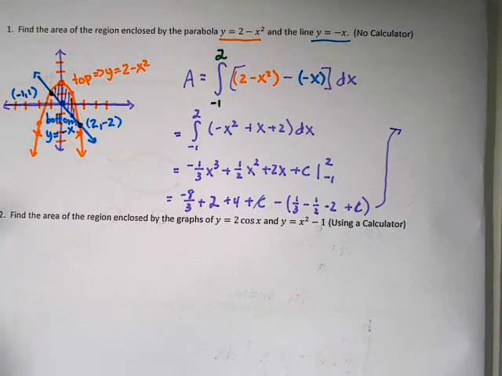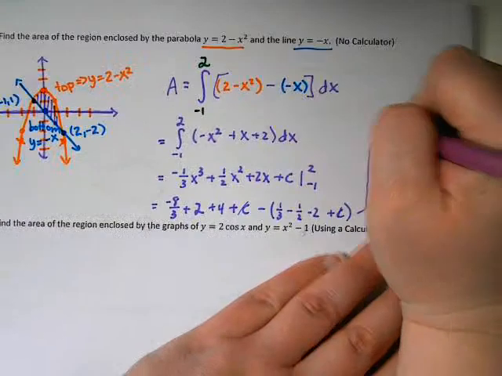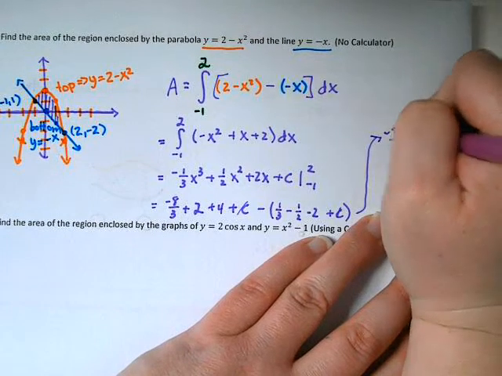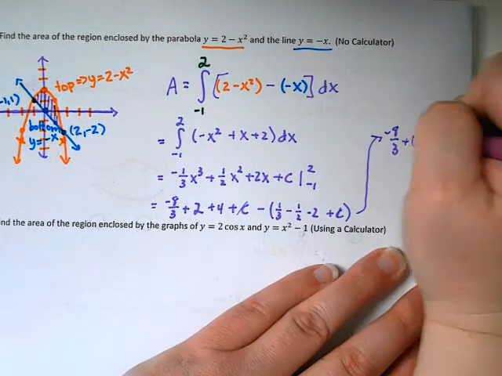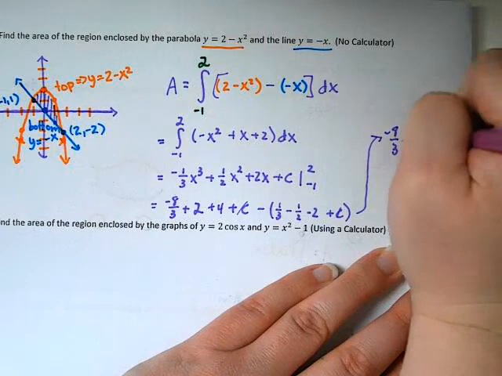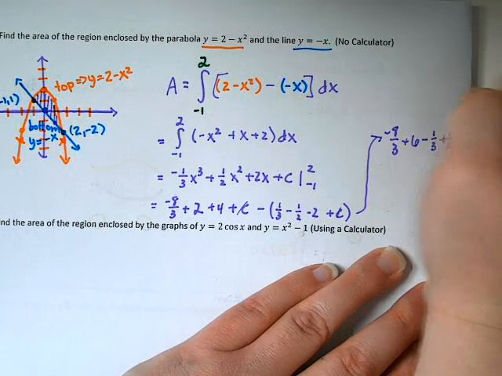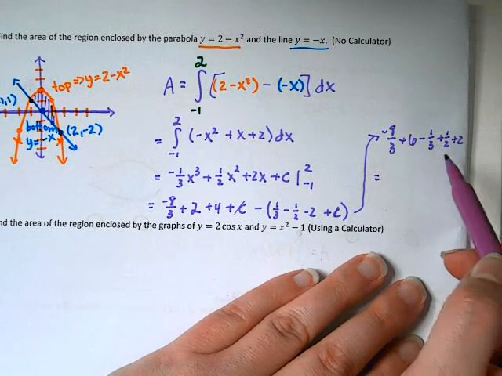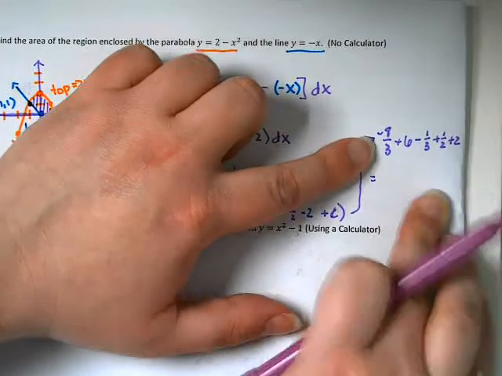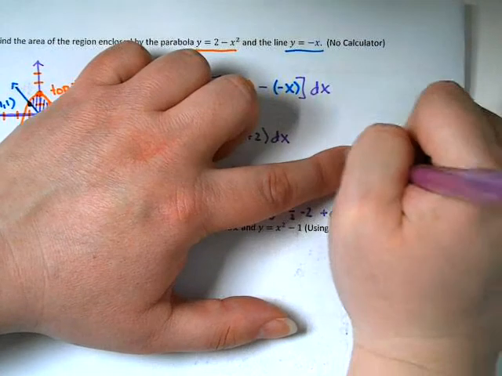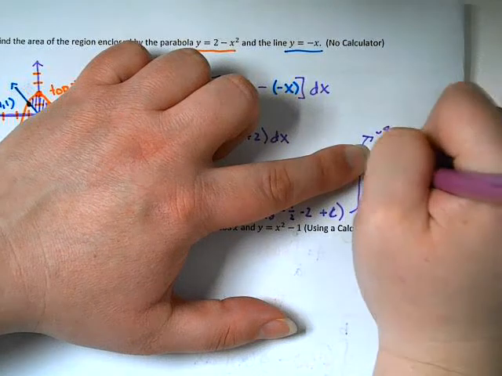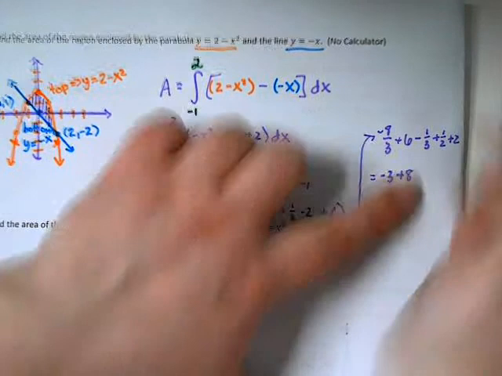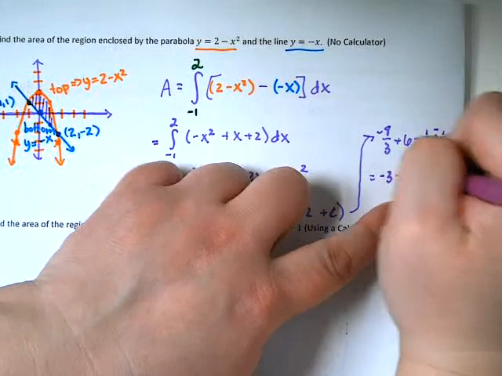So I know that I'm going to have negative 8/3. I'm going to combine that to be a plus 6. And then this is minus 1/3 plus 1/2 plus 2. And if I look, negative 8/3 and then a negative 1/3, that actually becomes a negative 9/3, which is really just negative 3. And then let's see, plus 8, and then, sorry, this should be a plus 1/2, because this should be a minus 1/2.